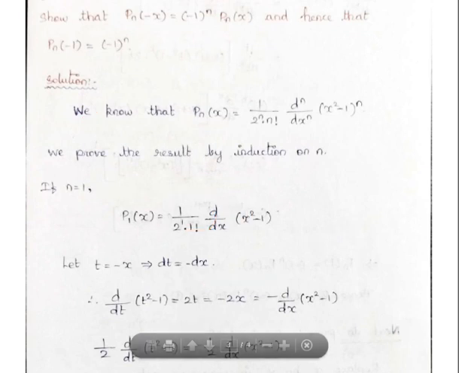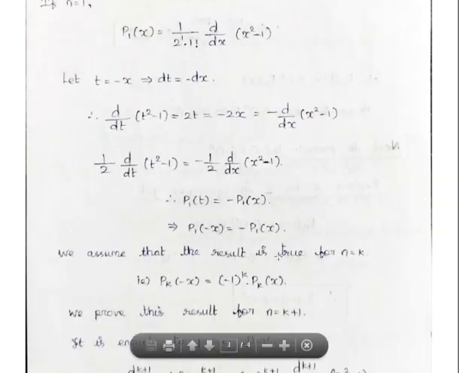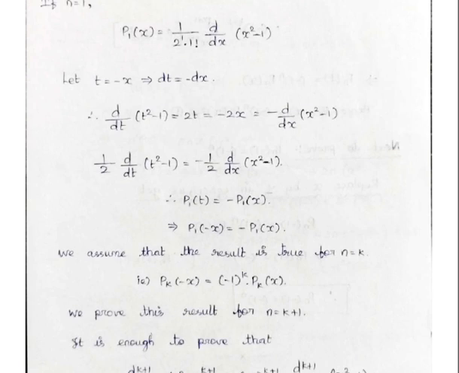Next step, we assume the result is true for n equal to k. So therefore Pk of minus x equal to minus 1 power k into Pk of x is true. Now it is enough to prove that the result is true for n equal to k plus 1. If we prove this is true for k plus 1, it is enough.